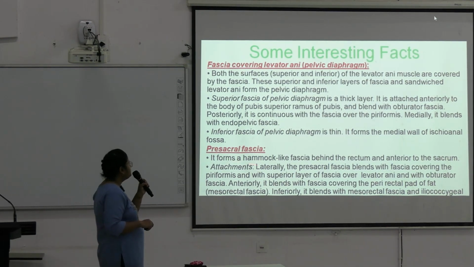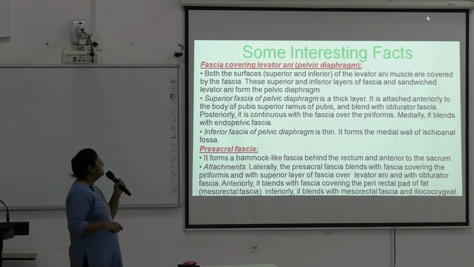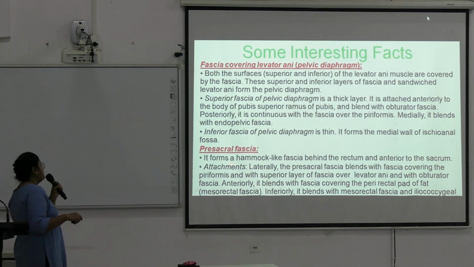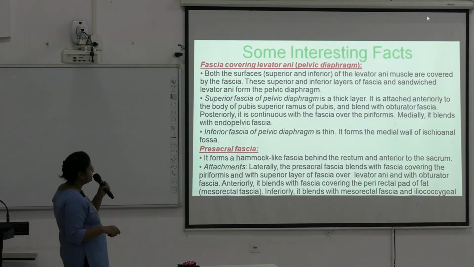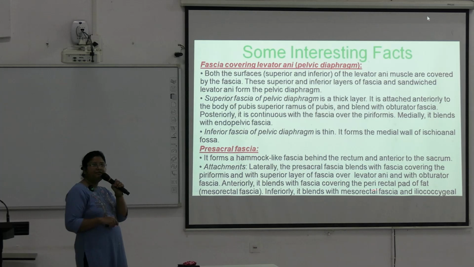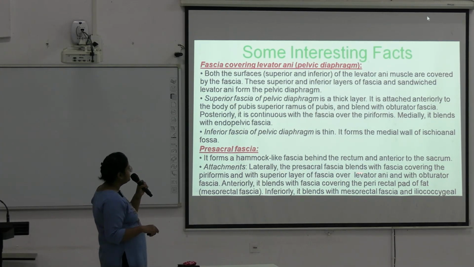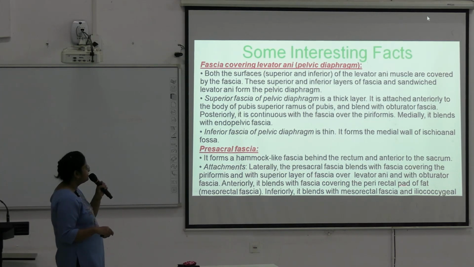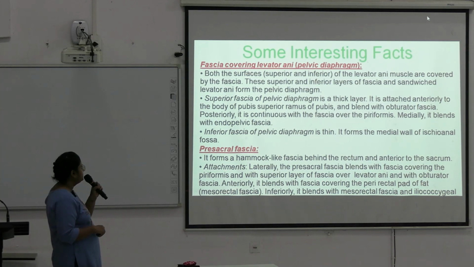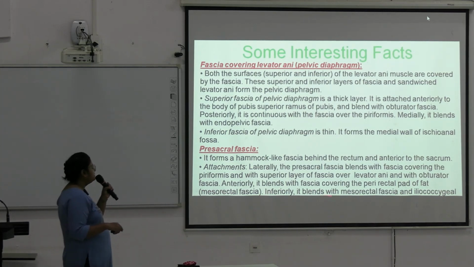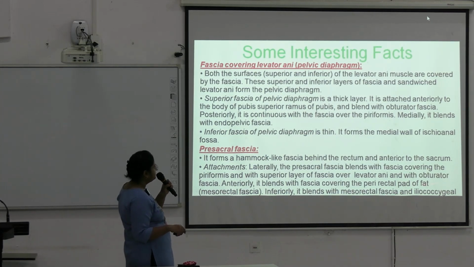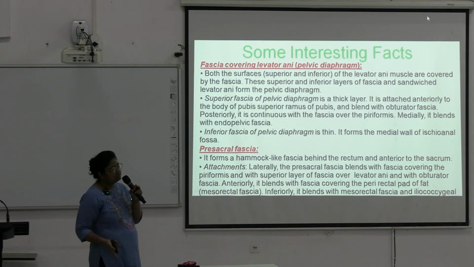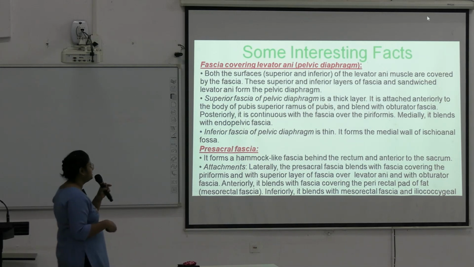Okay, so it forms a hammock-like fascia behind the rectum and anterior to the sacrum. Attachments: laterally the presacral fascia blends with the fascia covering piriformis, the superior layer of fascia over Levator Ani and the obturator fascia, and anteriorly it blends with the fascia covering the perirectal pad of fat, that is the mesorectal fascia, and inferiorly it blends with the mesorectal fascia and the iliococcygeal fascia, covering the iliococcygeal muscle.